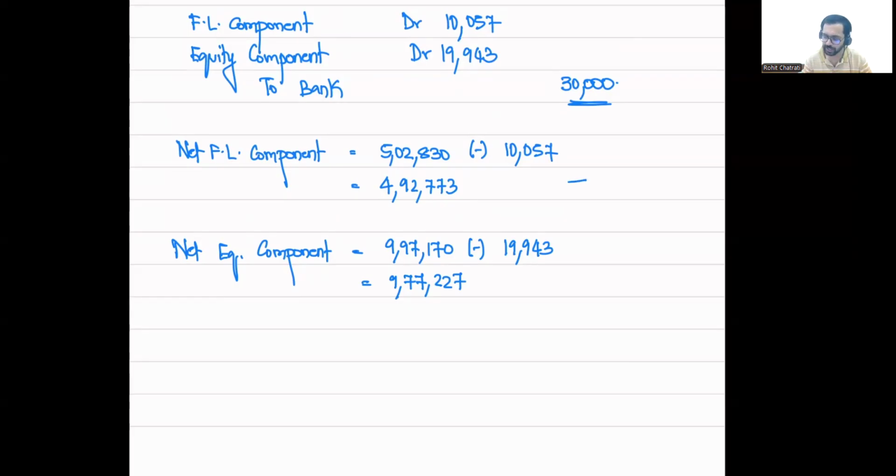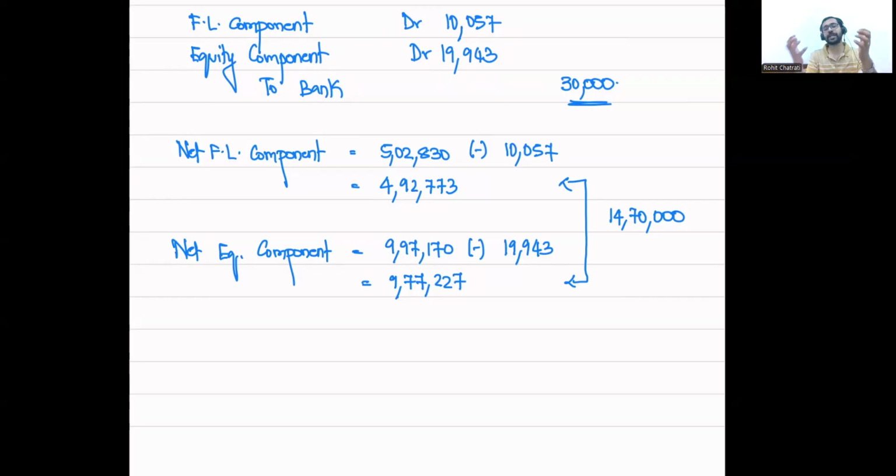I'm not taking the sum total, but if you take the sum total of these two, it would ideally be equal to 14 lakh 70,000. How is it 14 lakh 70,000? The total proceeds were 15 lakhs. Out of that, I paid out 30,000 as transaction cost. Therefore, I have 14 lakh 70,000, which is getting bifurcated into financial liability and equity component.